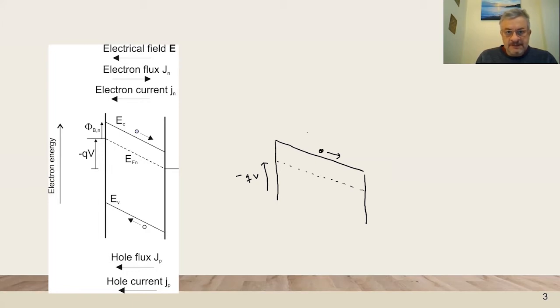And the electron current will be, the electrical current will be to the left, opposite to the displacement. So if we have holes moving in the valence band, they go upwards in the tilted energy diagram, and the current is in the same direction.